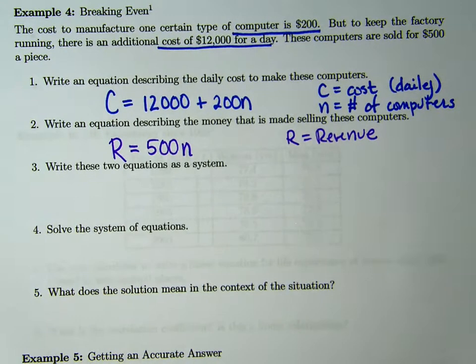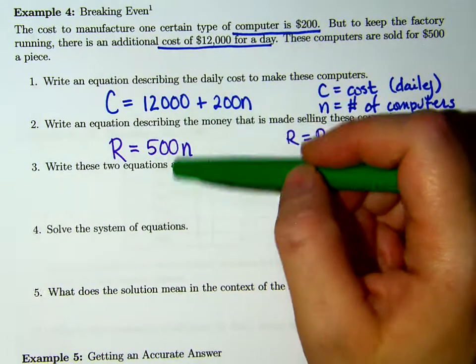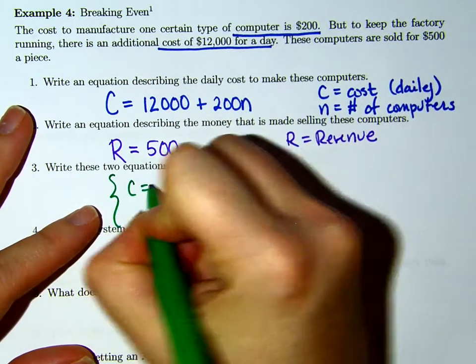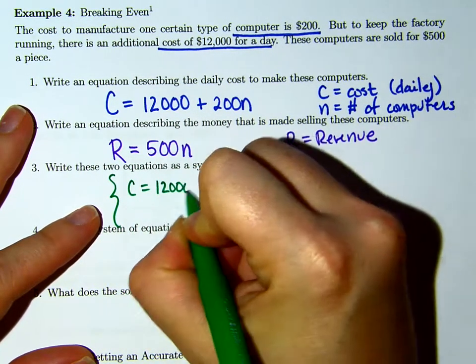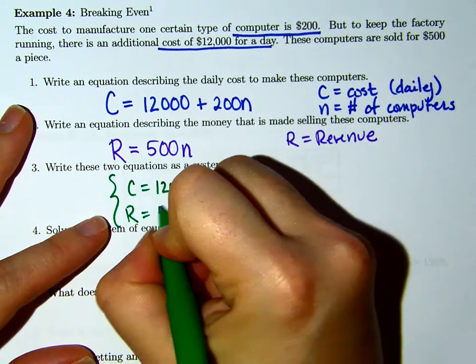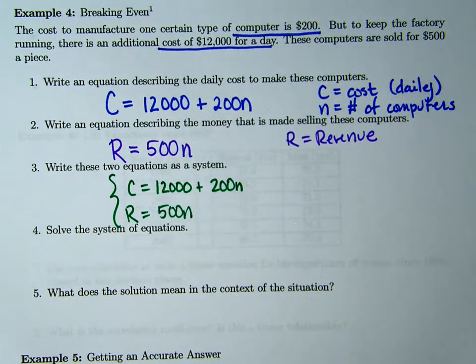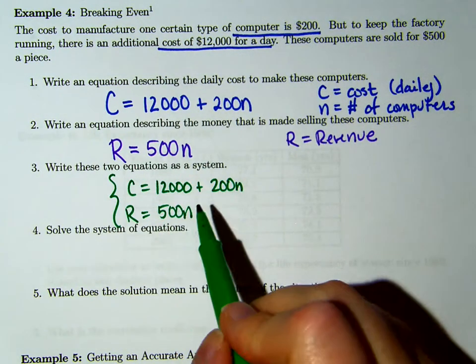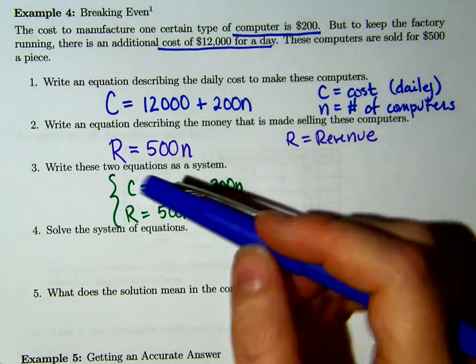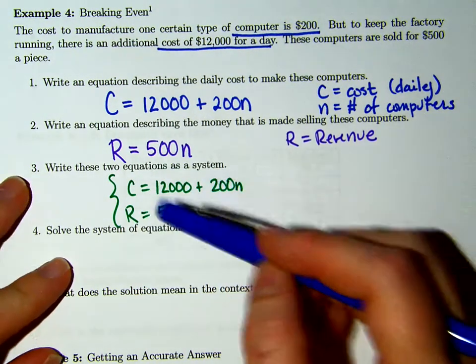Write these two equations as a system. Okay, so we have two equations working together to solve a problem. Revenue. Got it. So money going out and money coming in. Solve the system. All right, well, we're going to use the new way where we set these equal, so where the cost is equal to the revenue, and then we solve it.